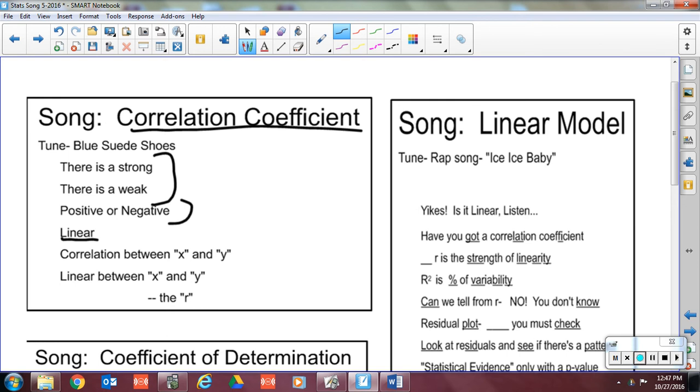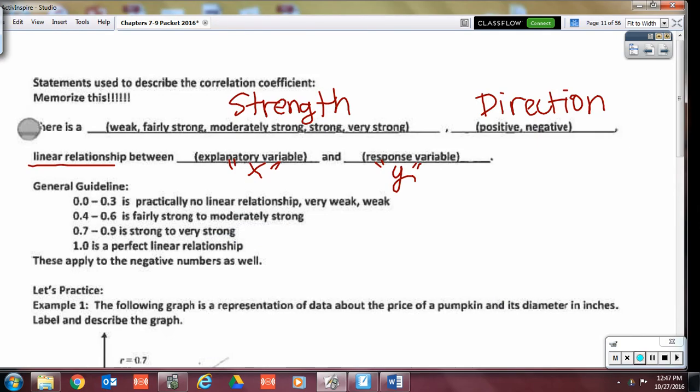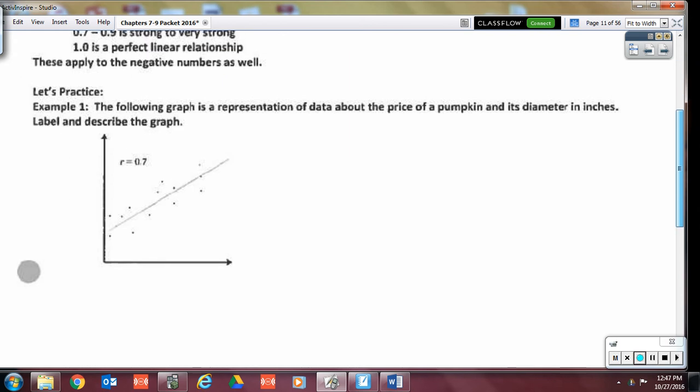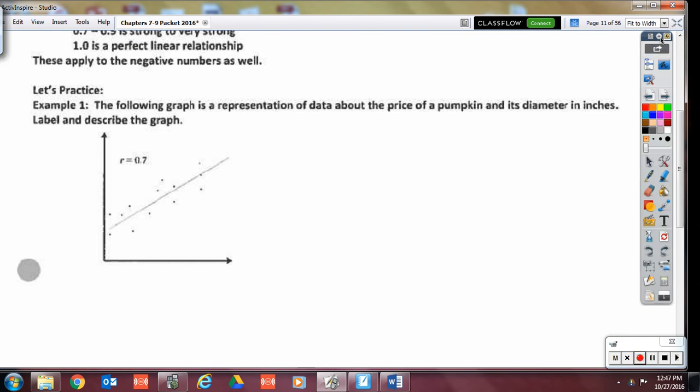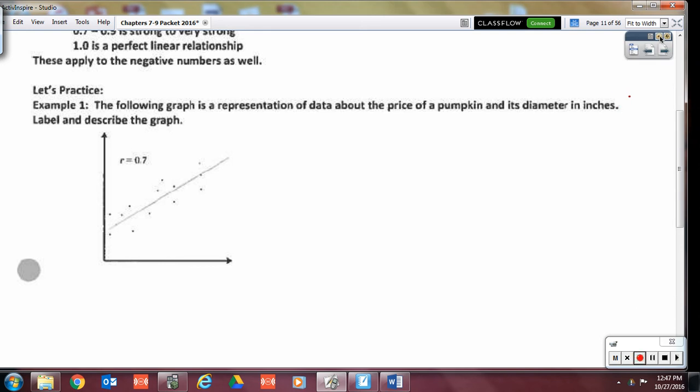Okay, so that is the correlation. Let's now interpret this situation. So here we go. The following graph is a representation of data about the price of a pumpkin and its diameter in inches. Do you think that the diameter has a bearing on the price of a pumpkin? Yeah, probably. Okay, because you know we got Halloween coming up here soon. So this is an R value of 0.7.